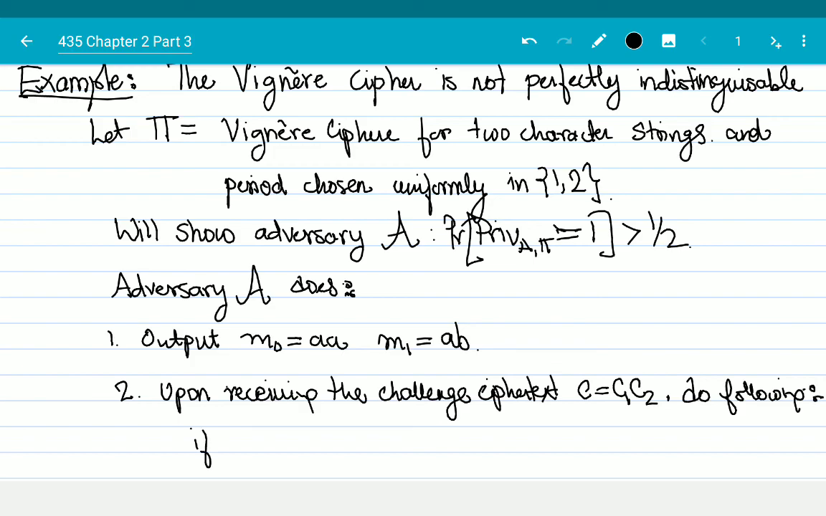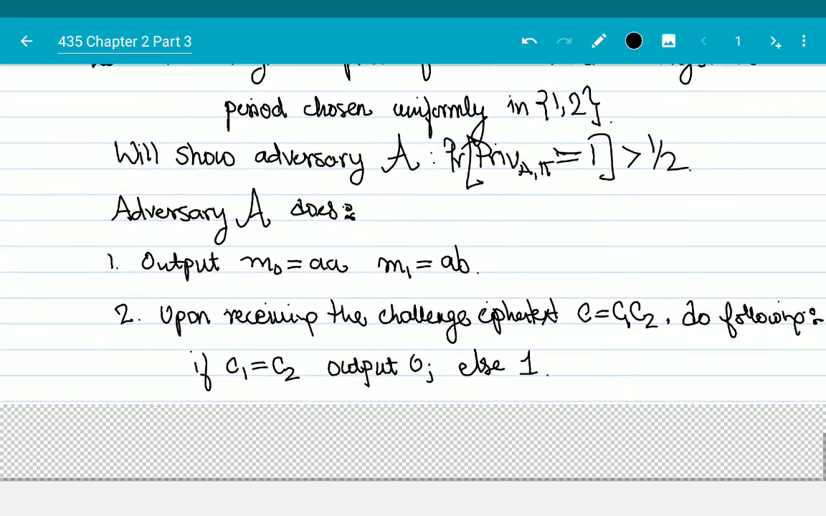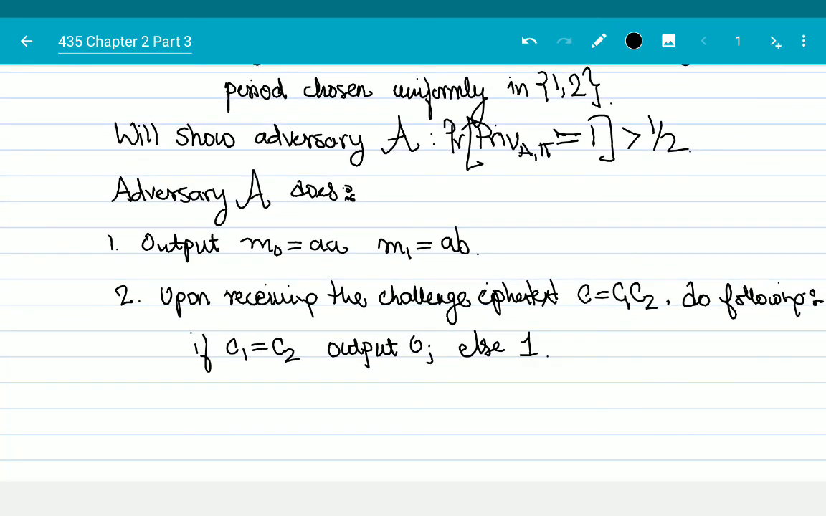If C1 is equal to C2, output 0, else 1. Okay, so if it says that C1 is equal to C2, it should output 0, otherwise it should output 1.